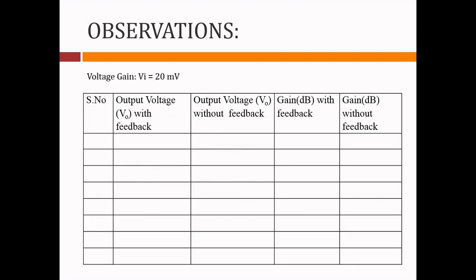Now this is how the observation table is done. Serial number, output voltage with feedback, output voltage without feedback. So here the second and the third columns are with respect to the capacitor. If I connect the capacitor, there is no feedback. If I disconnect the bypass capacitor, there exists a feedback. Then gain with feedback and gain without feedback in terms of dB. So it will be 20 log of V0 by Vi, where V0 is the output voltage and Vi is the input voltage, which is presently kept fixed at 20 millivolts. And this signal of 20 millivolts is derived from the function generator.